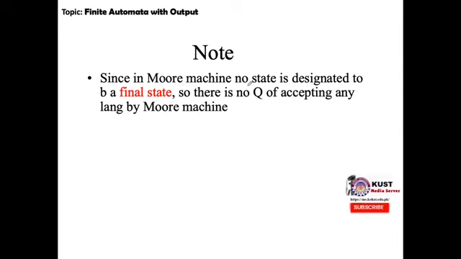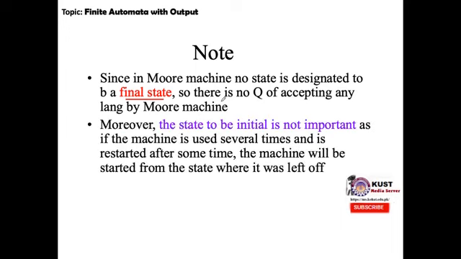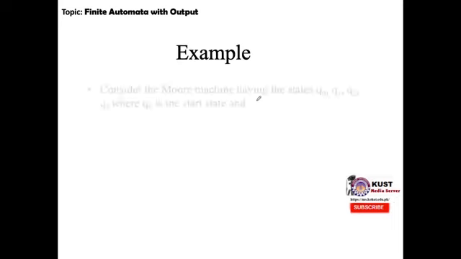Since in a Moore machine no state is designated to be a final state, there is no question of accepting any language by a Moore machine. Moreover, the state to be initial is not important, as if the machine is used several times and restarted after some time, the machine will be started from the state where it was left off. So being the initial state is not important. We start from the initial state, but it's not important. So let's take an example.